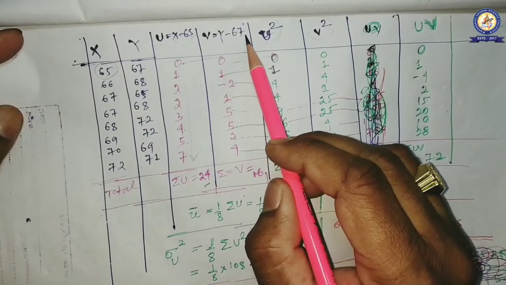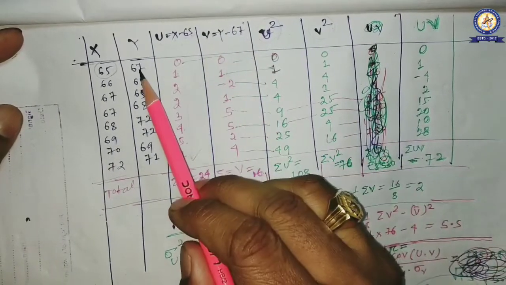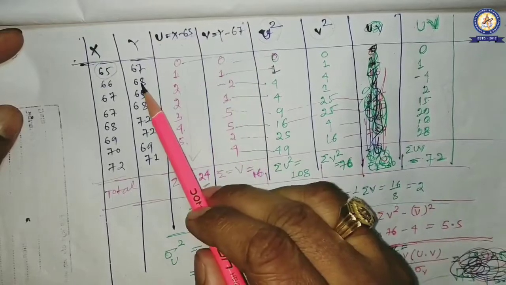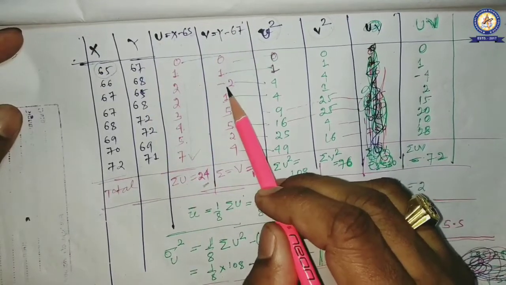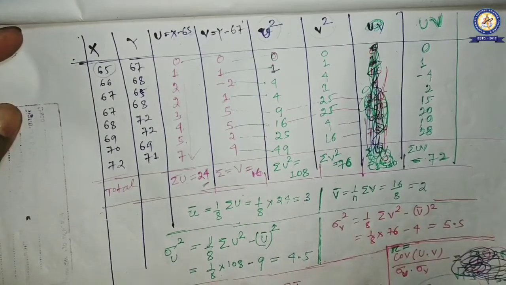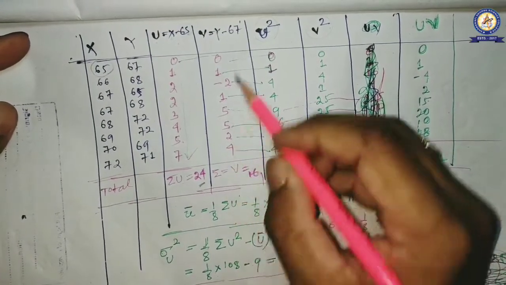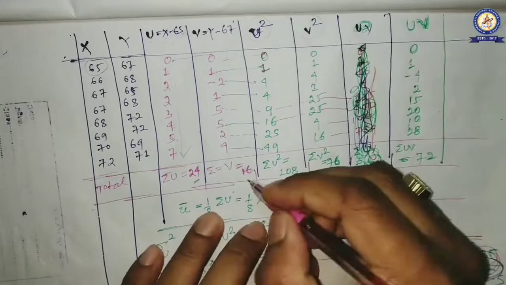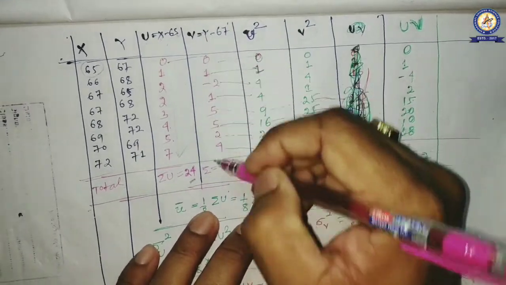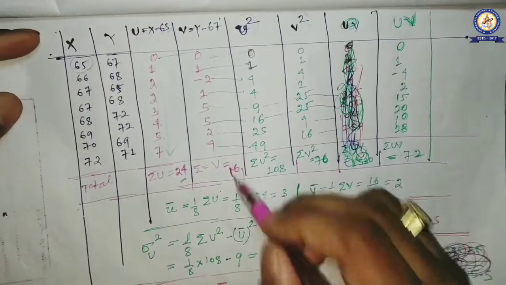Likewise v equals y minus 67, so 67 minus 67 is 0, 68 minus 67 is 1, 65 minus 67 is minus 2, and likewise we can get all the values. The sum of v will be 16. You just add all, you can get 16.